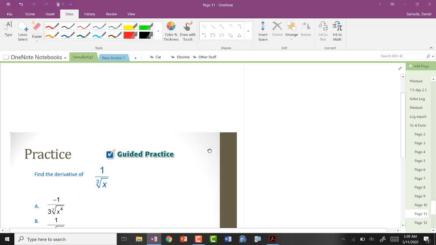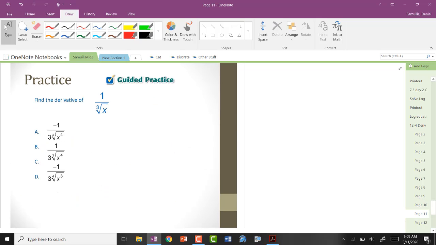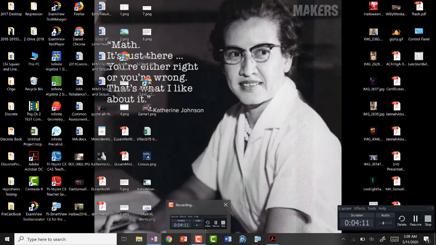Moving along. This one's multiple choice. So if you want to pause it and try and work out the answer really fast, you can go ahead and do that. I'm going to pause it, work out the answer, and then show you the work for it.